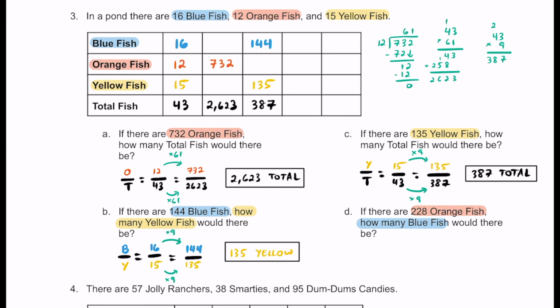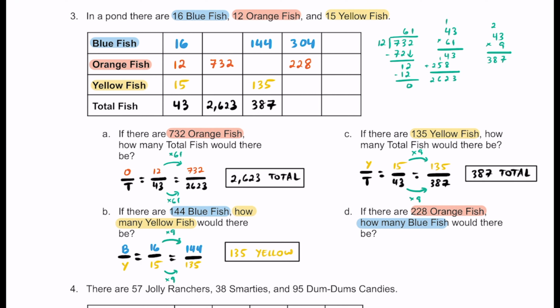In part D, what if there are 228 orange fish? So I'm going to go for 228, put that in our orange row. How many blue fish would there be? So that's this blank up here. So we have to figure out how 12 is going to become this 228. So 228 we can divide by 12. I'm not going to write that out, but I'll tell you right now it's going to be times 19. So if we do 16 times 19, again, I'm not going to write that out right now, but 16 times 19, so that would be 304.